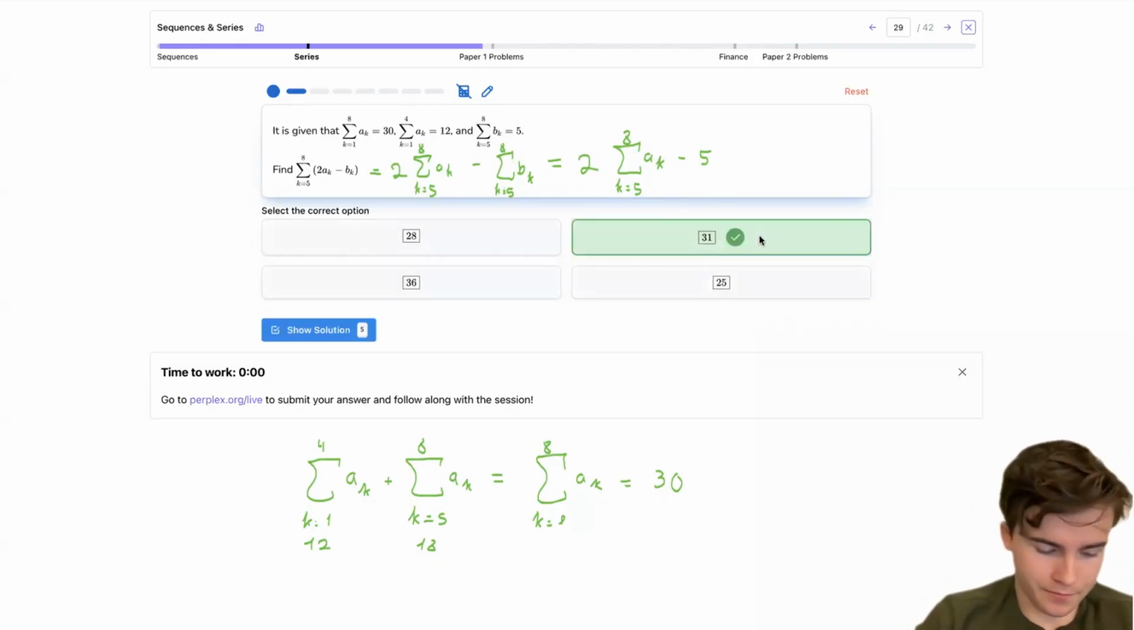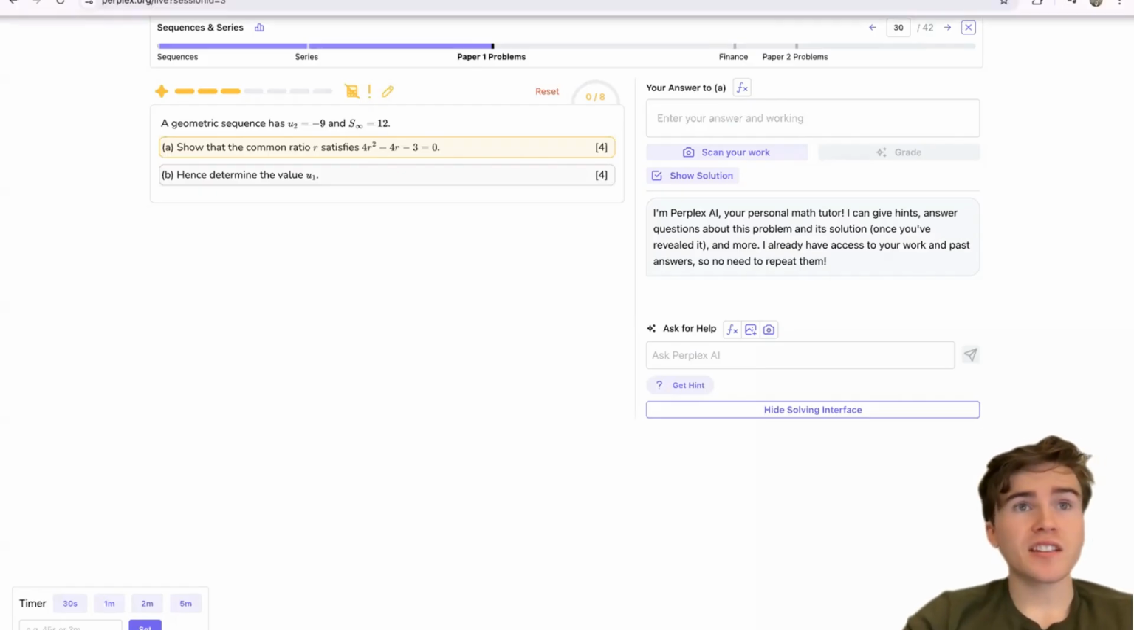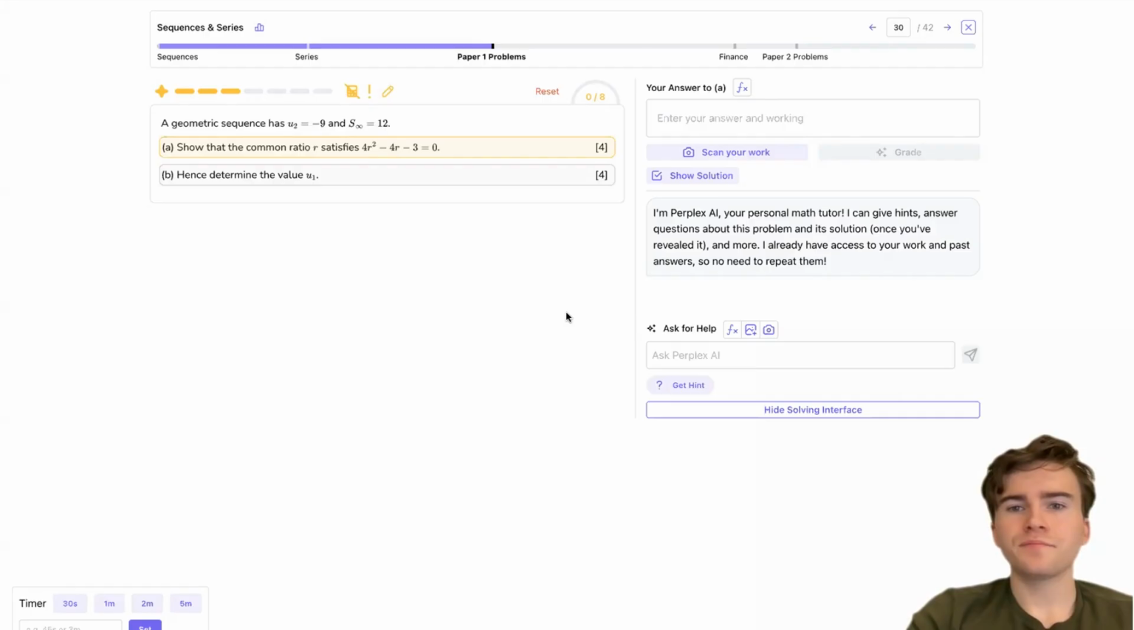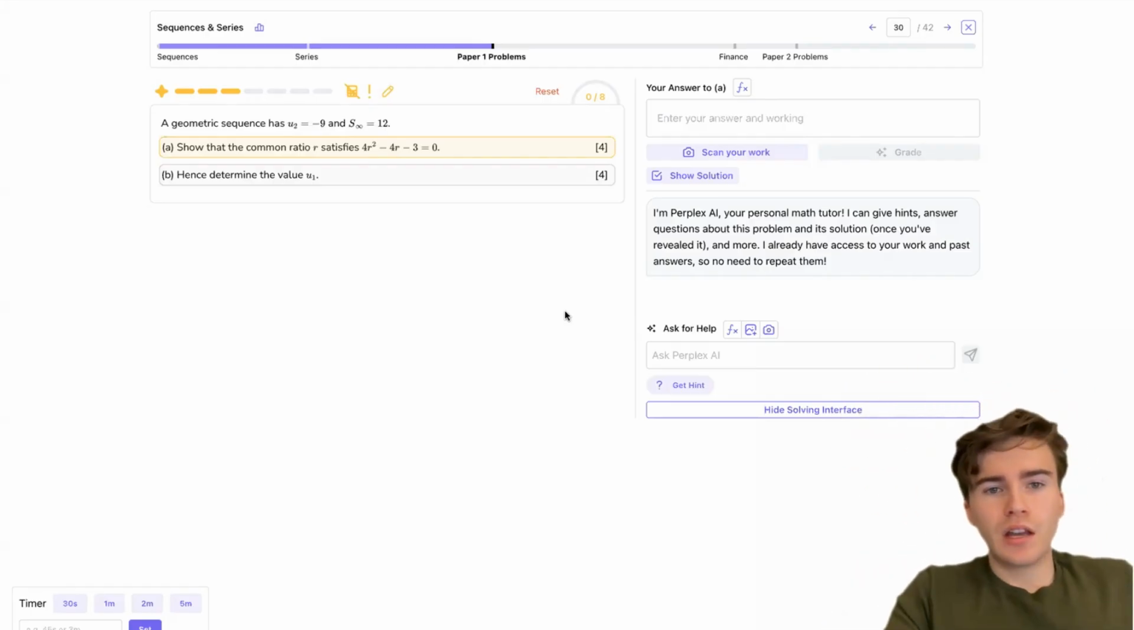That's my answer. For the rest of the session, we're just going to be solving practice problems. We're going to talk a little bit about financial applications after we do all this Paper 1 stuff for maybe 10 minutes. But the rest of the session is going to be solving exam-style problems. And I think we have about 10 problems to cover.